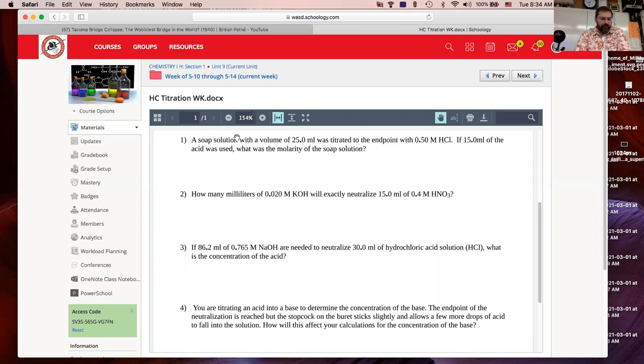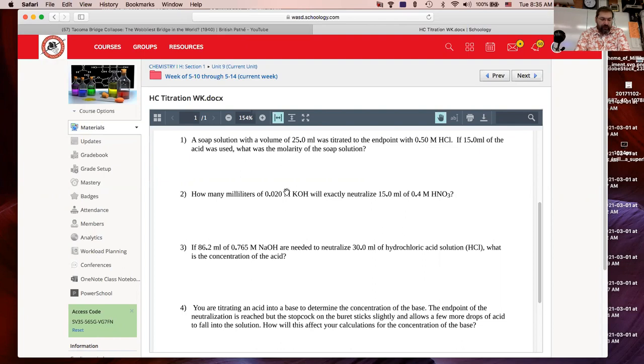So for instance, here's a soap solution, which is probably basic, with a volume of 25 milliliters, titrated to the endpoint with 0.5 molar HCl. If 15 milliliters of the acid is used, what's the molarity of the soap solution? You have 0.5 molar hydrochloric acid, that's the concentration of the acid, and you used 15 milliliters of it. If you multiply the molarity of the acid by the volume, that gets you the number of moles of acid used. Then if you divide the number of moles of acid by the volume of the soap solution, that tells you the concentration of the soap solution.